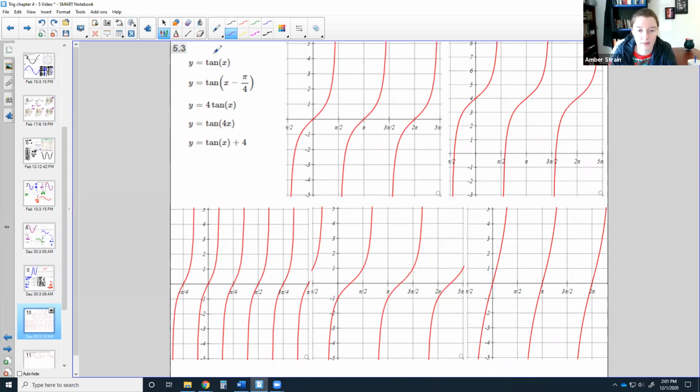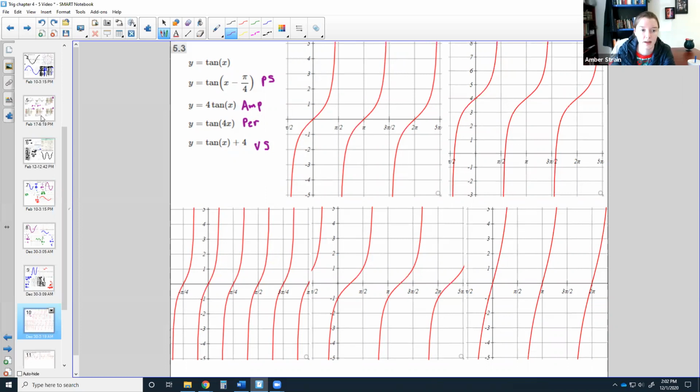Looking at these, I have basically one of each transformation. Here's the original tangent. This one was a phase shift. Okay, it moved left and right. This one got stretched. Okay, this one affected the amplitude. Now, like I said, it's a little bit harder to see in these, but basically this was a stretch. It affected the amplitude. This one affected the frequency or the period, because it was inside, so it made it get squished. And then last, this one was the vertical shift. Okay, so let's see if we can spot these.